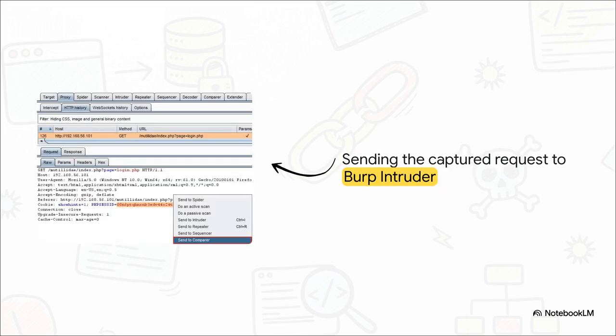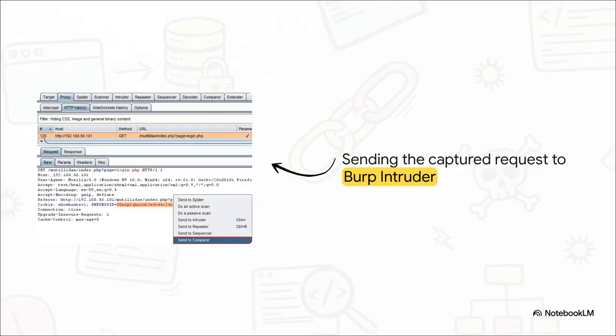We have our target request, right? But simply observing isn't attacking, so we execute a pivotal command. We right-click right there in the raw request pane and select Send to Intruder. Or, you can just use the keyboard shortcut Control+I. Why do we do this? Well, we're transitioning from a passive state of simply watching the traffic flow by to an active state. We're taking this exact legitimate request and moving it into a tool where we can actually configure an automated brute force attack.